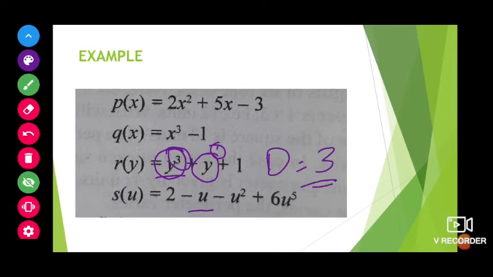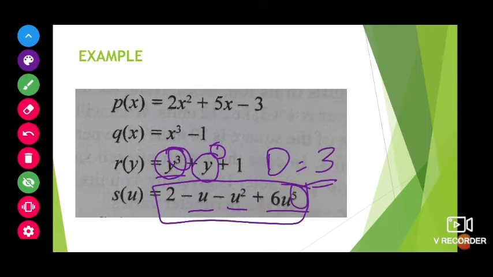If we come here: here 1, here 2, here 5. Which is the highest degree? 5 is the highest degree. So what is the degree of this polynomial? 5 is the degree of this polynomial. Whenever we are having a single variable, it will be very easy. The degree of the polynomial means whatever the highest degree we are having for that polynomial, that will be the degree of that polynomial.